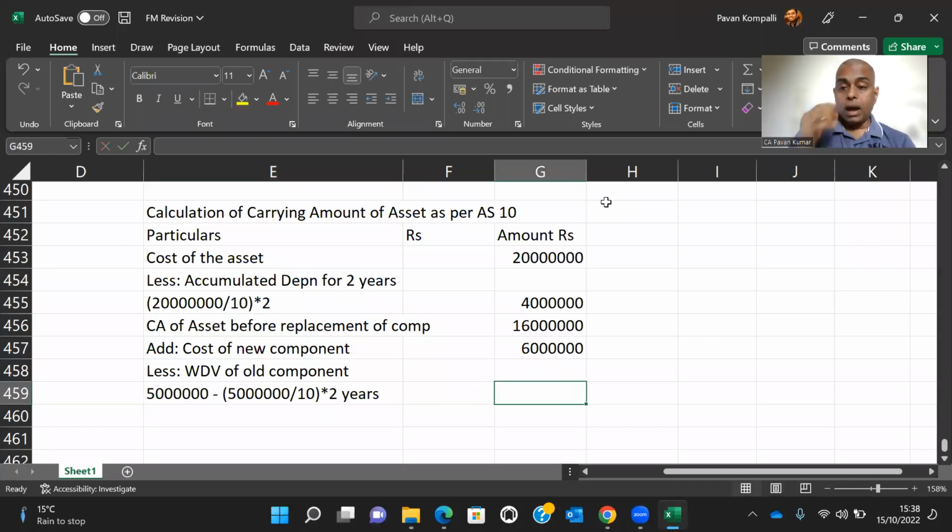So it is how much? 50 lakhs is the cost minus accumulated depreciation. 50 lakhs by 10 into 2. Is it 10 lakhs? 50 minus 10. Is it 40 lakhs, guys? Hello, is it 40 lakhs?